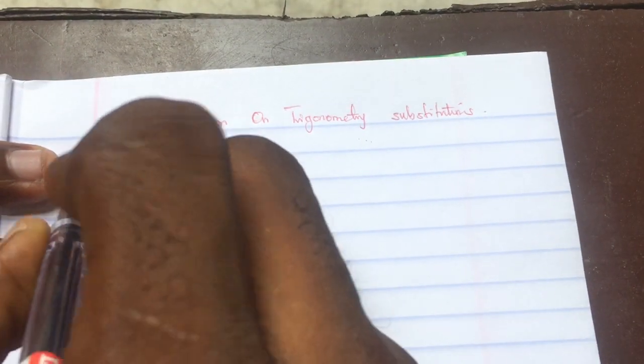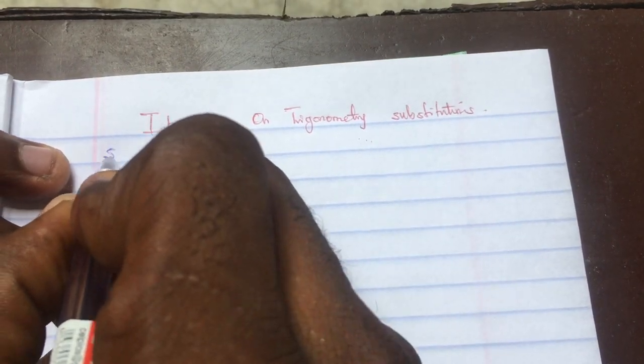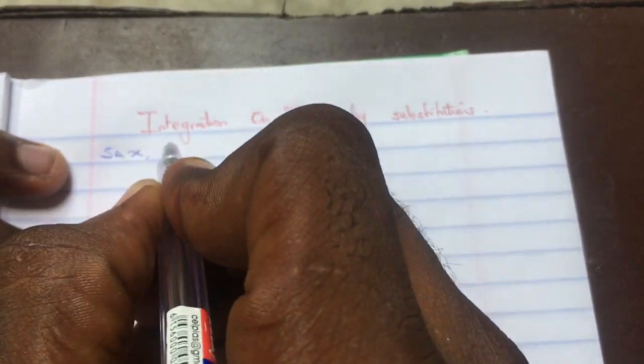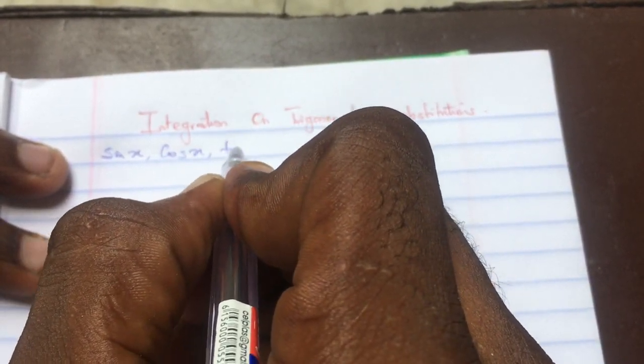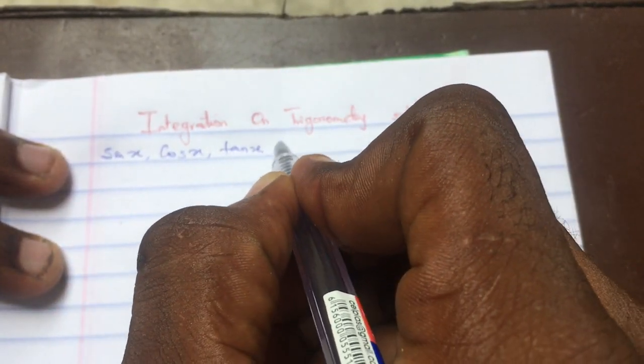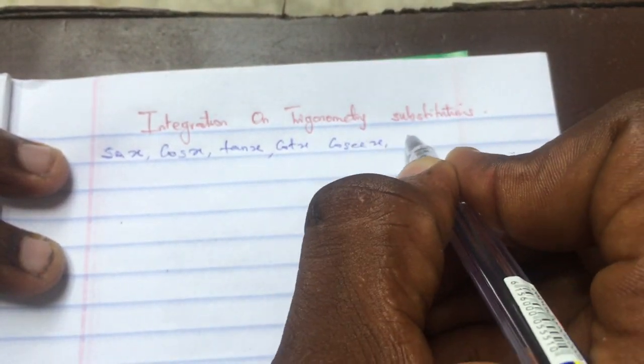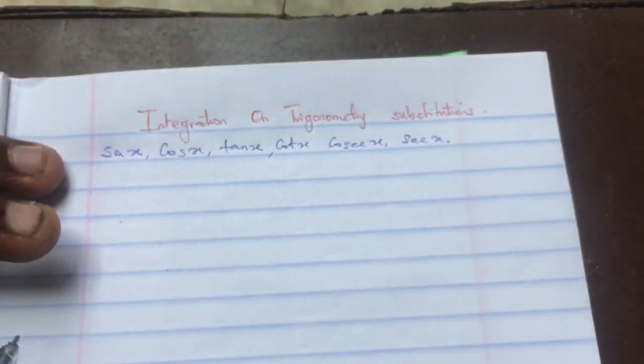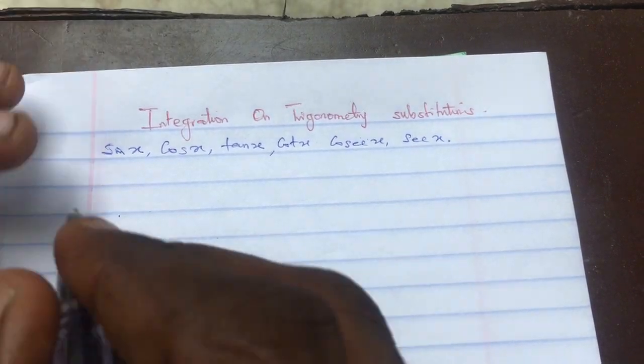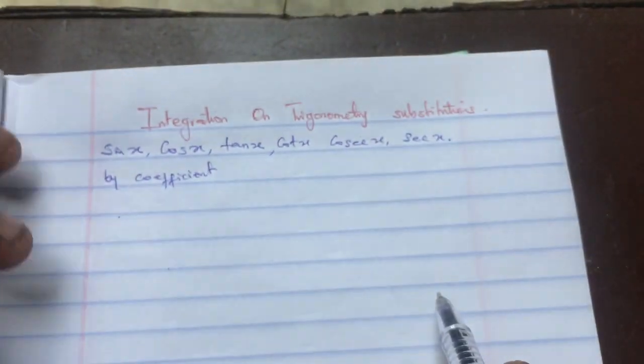Initially, our trig functions are sine x, cos x, tan x, cot x, cosec x, and then sec x. So integration by substitution of trig functions is divided into two. We have by coefficient, and then by power.